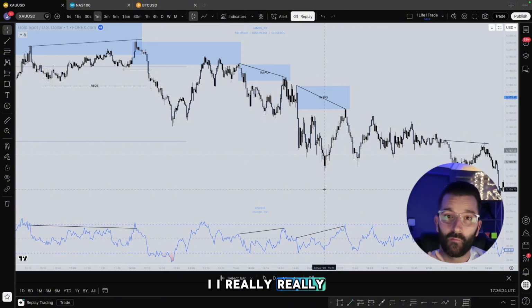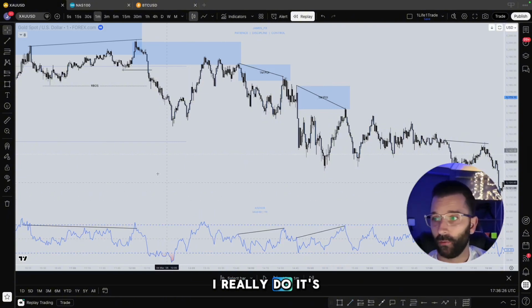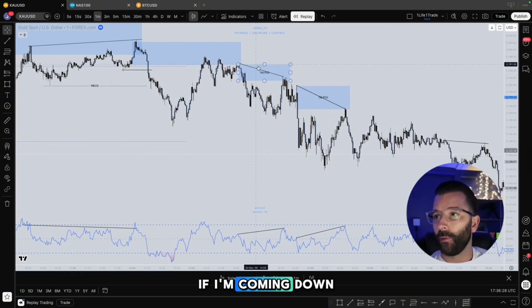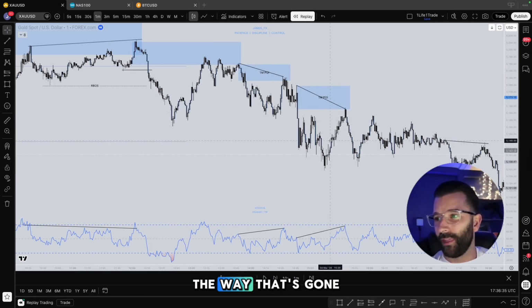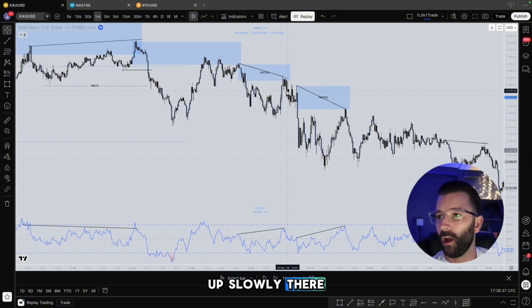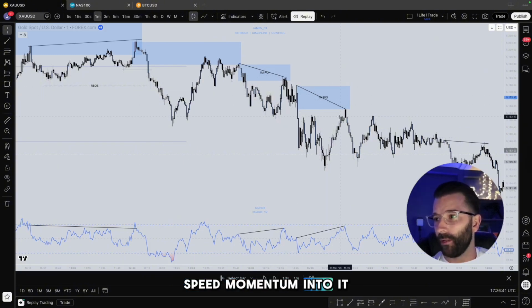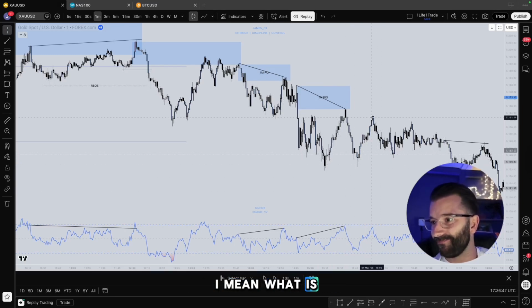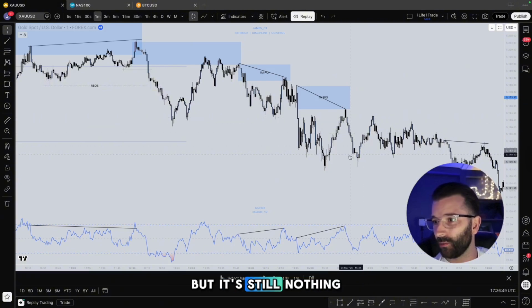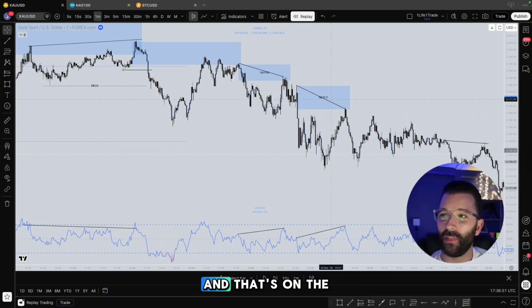I really, really like the RSI. I really do. It's one of my favorites. If I'm coming down in a continuation trend here and I see speed, or to be fair, I don't really like the way that's gone up slowly there. I prefer that type of entry: speed momentum into it. But it does work again and again. I wouldn't really enter that anyway, but you can get the gist of it, and that's from the 1 minute.